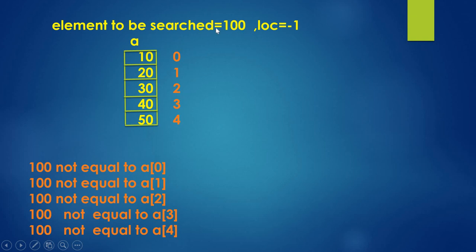In this case, the element to be searched, ELE, is equal to 100. First, 100 is checked with 10; we had initialized the location to minus 1. 100 is not equal to 10, 100 is not equal to 20, 30, 40, or 50. After that, you exit from the for loop. In that case, what will be the value of location? The location value is not changing, so the location will be minus 1 itself.